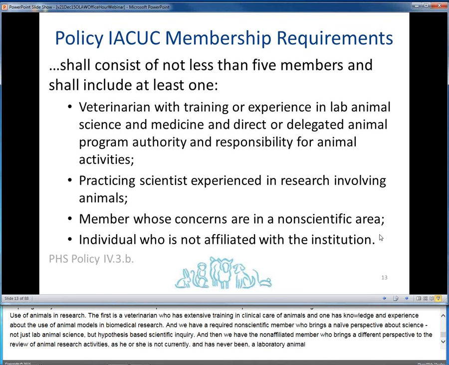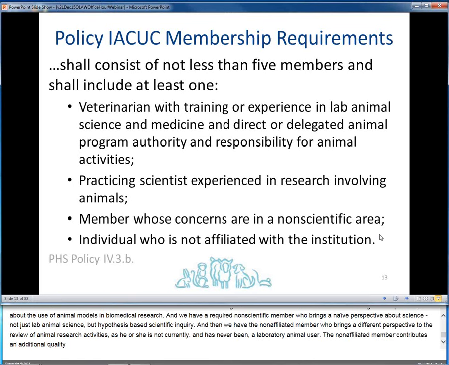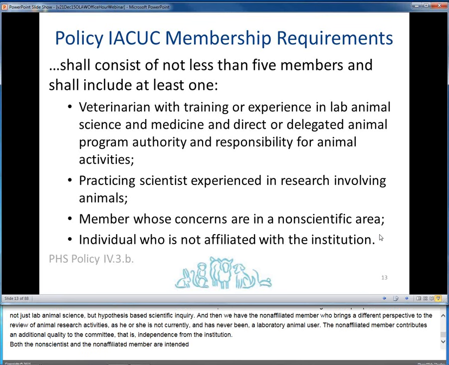The non-affiliated member contributes an additional quality to the committee, that is, independence from the institution. Both the non-scientist and the non-affiliated member are intended to balance the opinions of the members who are lab animal experts by providing community values perspectives.